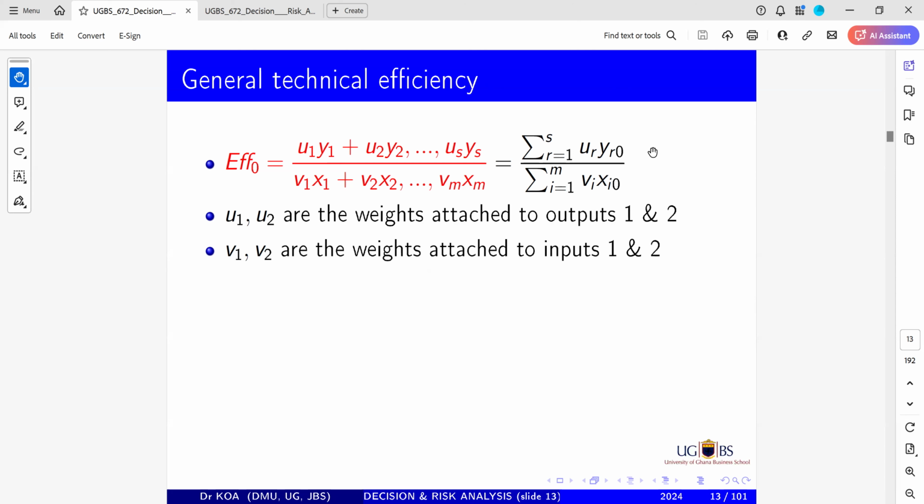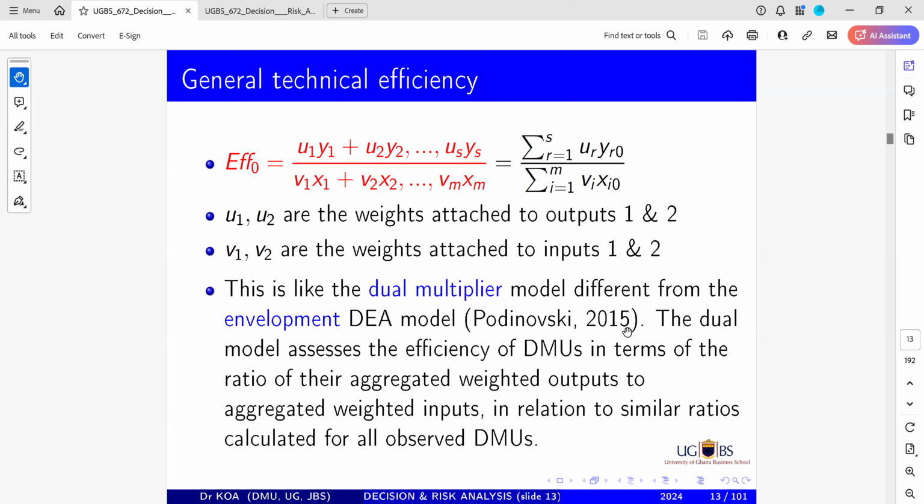So if the U's are many, then each one of them will have a different weight. And that is what you apply to every firm. It's not one firm. Every firm will have that particular weight attached to it. Now, this weight is similar to what you know in linear programming as the dual.